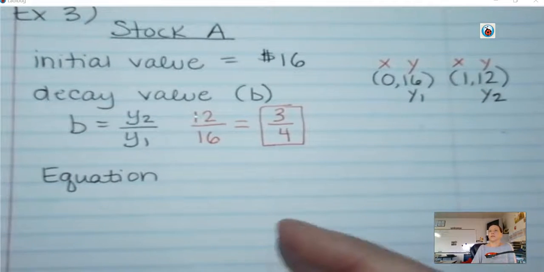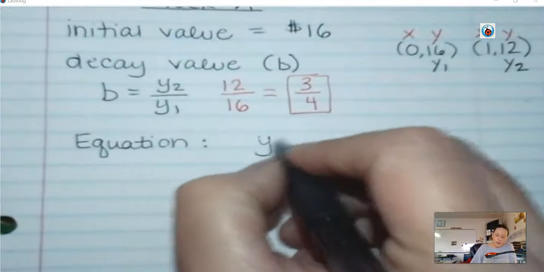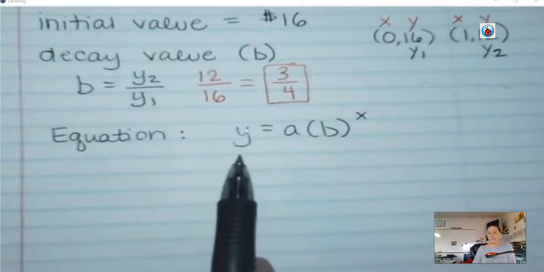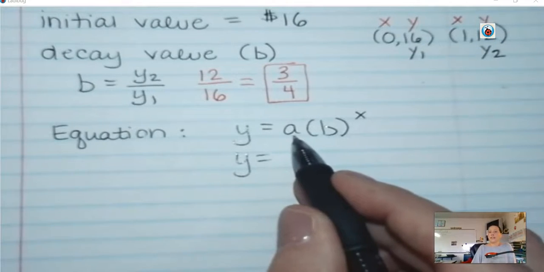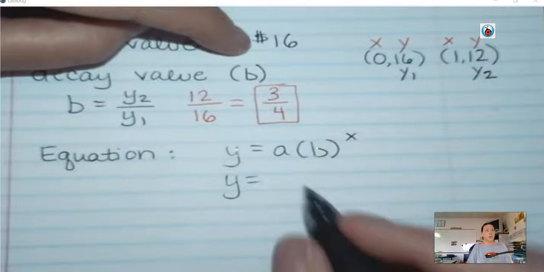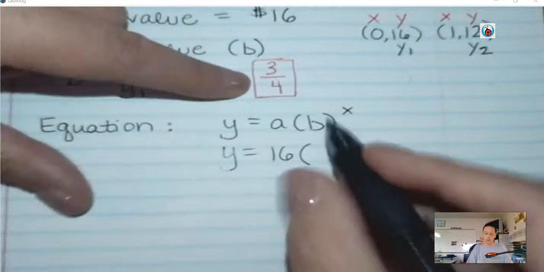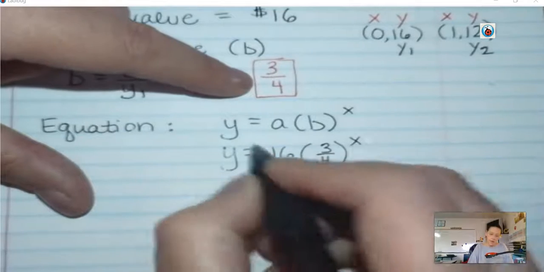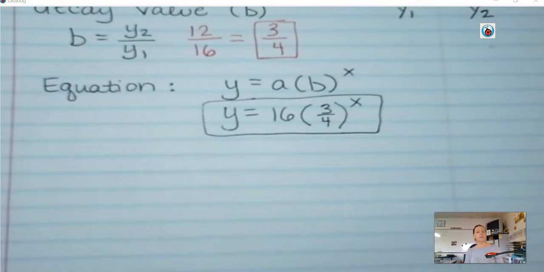A few minutes, let's just finish this. The equation is always going to be y equals A times B to the x power. So y equals, our A is the initial value, so 16. B is that decay value, which is the 3/4 or 0.75 to the x power. Or t is fine, I don't care. Y equals 16 times 3/4 to the x.